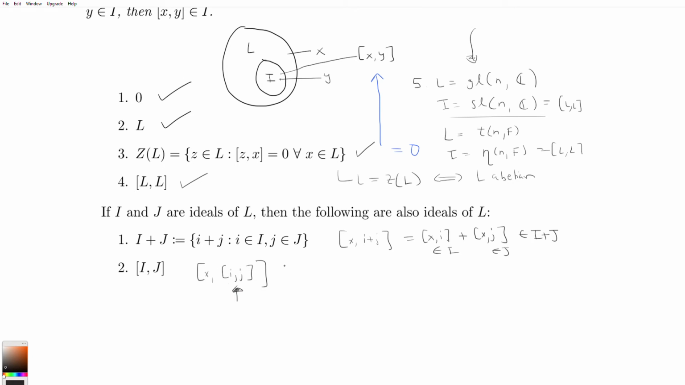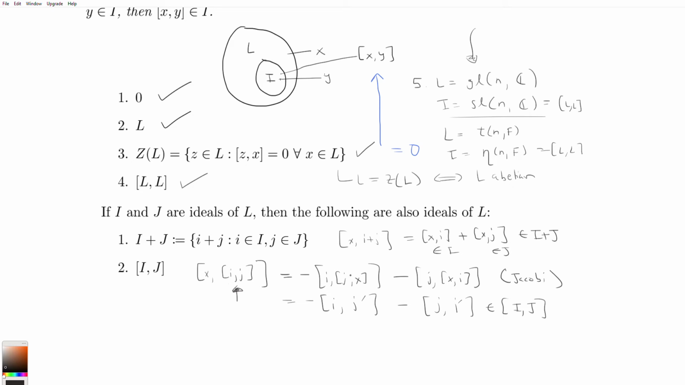Anyways, with that being said, we can apply the Jacobi identity here to simplify this thing. So this is equal to minus [I, [J, x]] minus [J, [x, I]]. I'm going to write Jacobi. Now, of course, [J, x] is going to lie in J because J is an ideal, and similarly here, [x, I] is going to lie in I. So we call this I prime, and so this is going to be an element of [I, J]. Okay, I hope that's pretty clear.